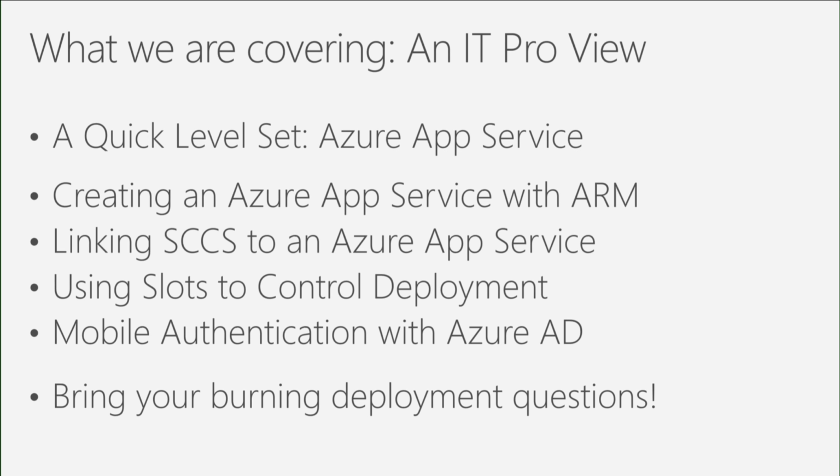So we'll start off with a quick level set of Azure App Service. And then we're going to go through the 4 or 5 things that IT professionals deal with when we're taking a look at production services. We're going to take a quick look at ARM, Azure Resource Manager. We're going to look at doing continuous deployment, some of the slot facilities and some of the other facilities that we have for controlling going to production. And we're going to take a quick look at mobile authentication with Azure AD and how easy that is to set up.